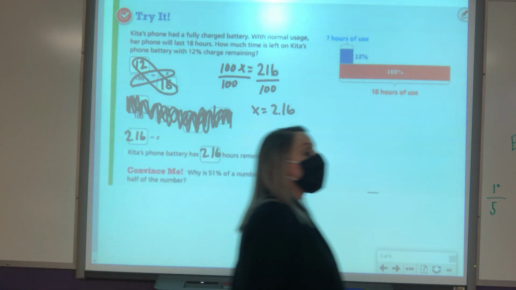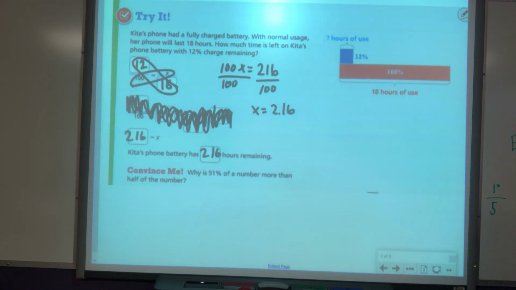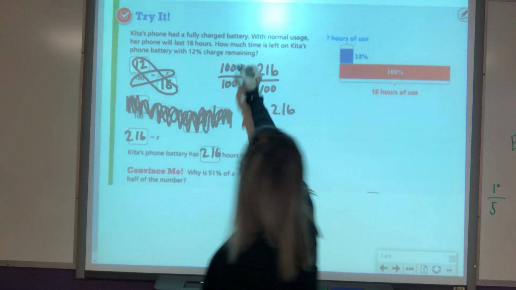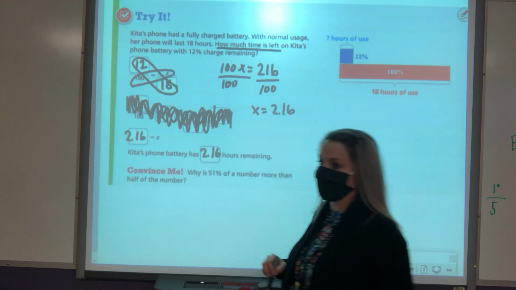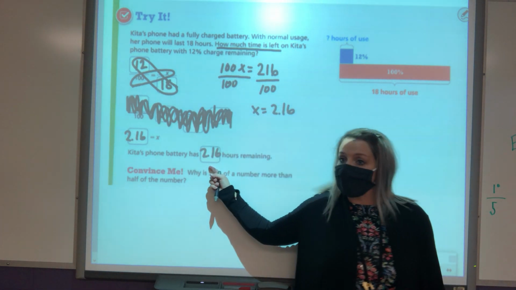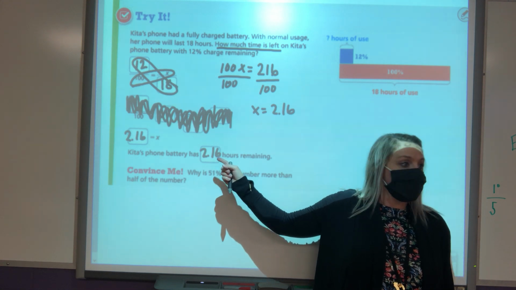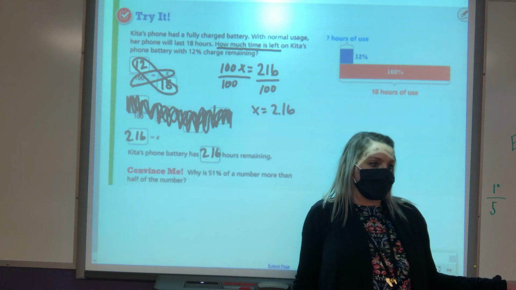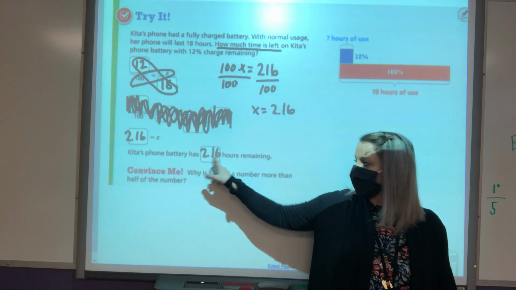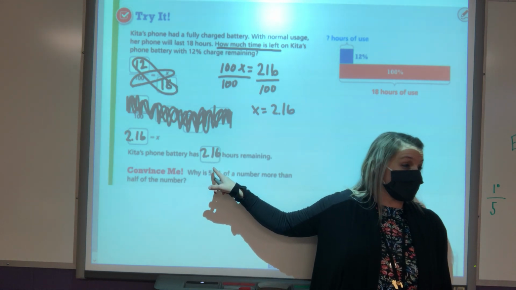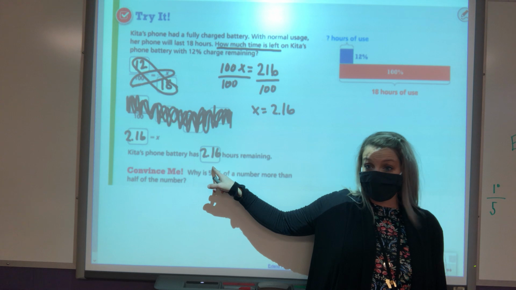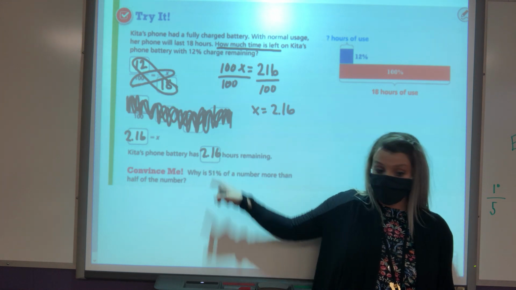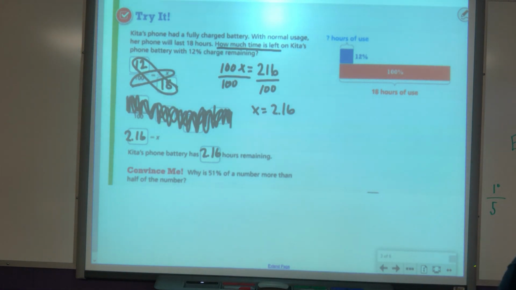It didn't ask for how many hours and minutes she had left, correct? It just said how much time is left. Well, that's a function of time, correct? So 1600ths, right? So we had 1600ths of an hour, 16% of an hour. Would you agree with that? Okay. So if I do 1600ths of an hour, that's 0.16 times.